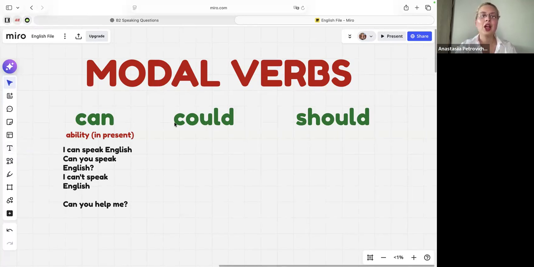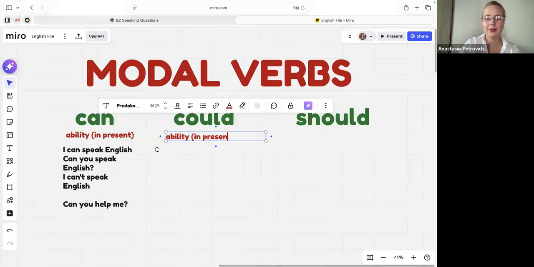Then the next one, could. Let me copy this one so everything is the same and beautiful for you. Obviously, I'm going to share the notes with you in our Telegram channel after that. So that's also ability, but in the past. We use it instead of can in the past. And also, we can use it for polite questions, polite requirements, and so on.